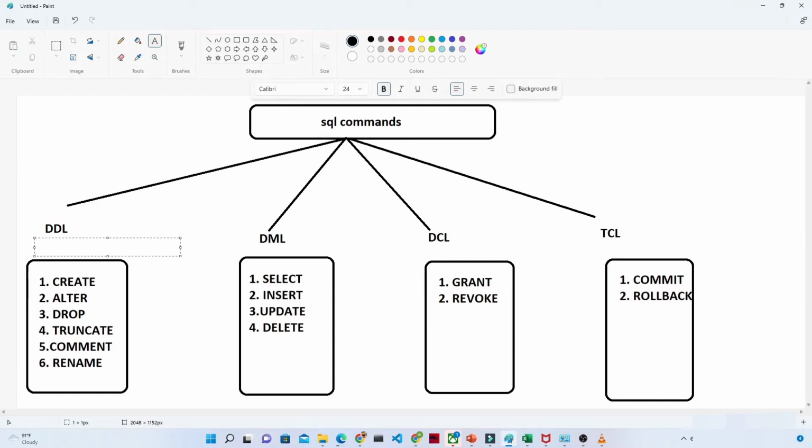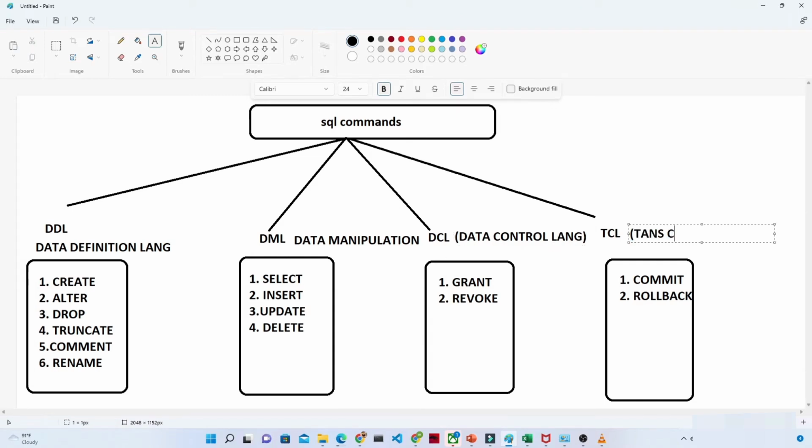So DML stands for data manipulation language, and here the SQL commands are used for storing, retrieving, modifying and deleting data. So the commands are select, insert, update and delete.